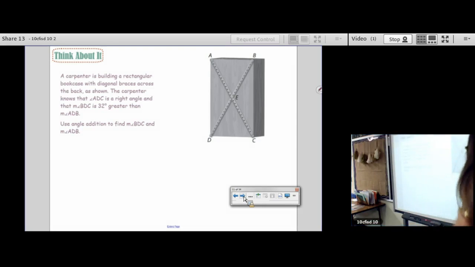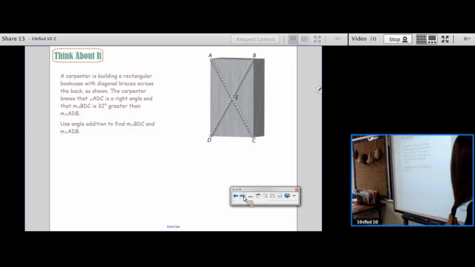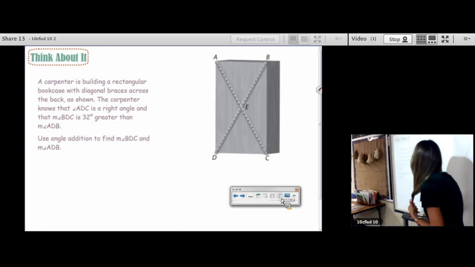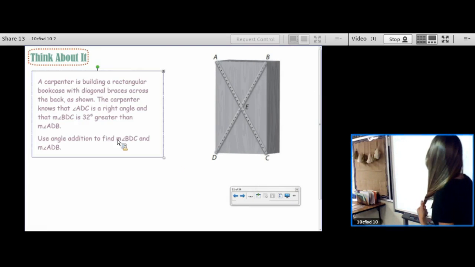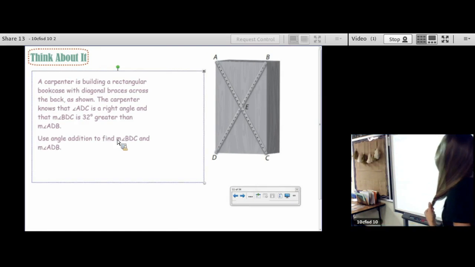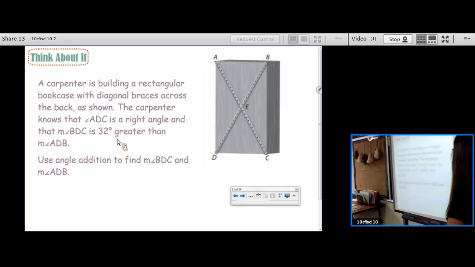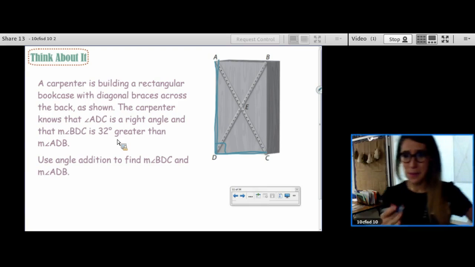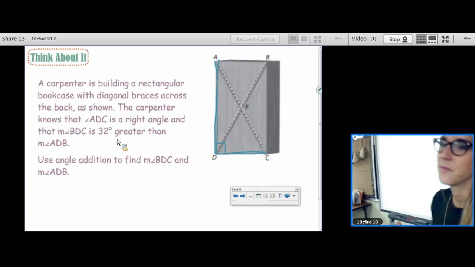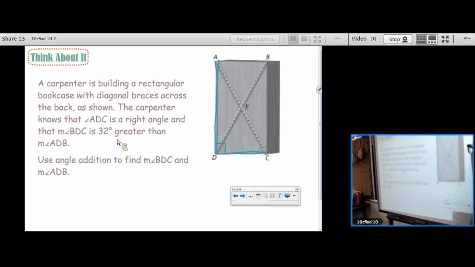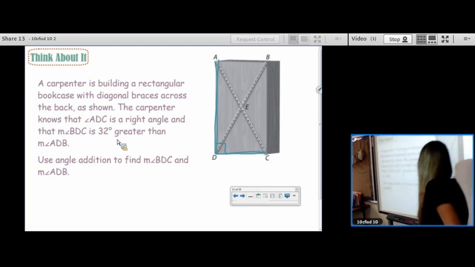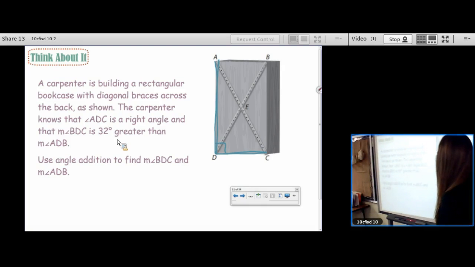Okay. A carpenter, let me make that larger, I know that font is small. A carpenter is building a rectangular bookcase with diagonal braces across the back as shown. The carpenter shows that ABC is a right angle. Bookcases should be built with right angles, right? Okay. Then the carpenter knows that ABC, I'm going to put a little 1 in that, ABC is a right angle.